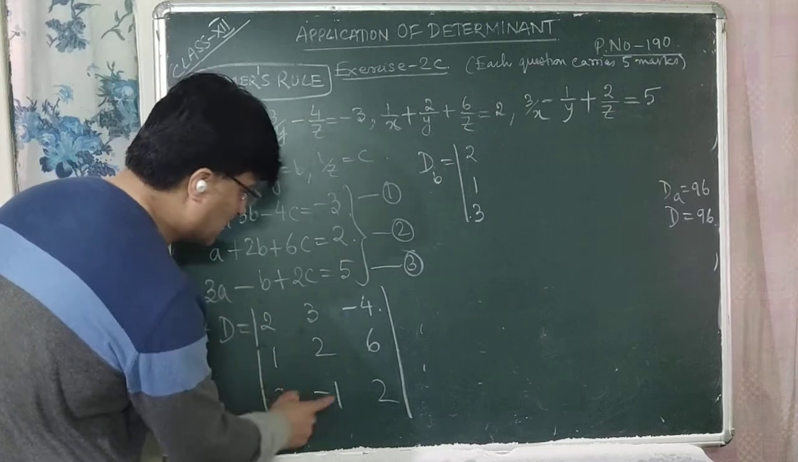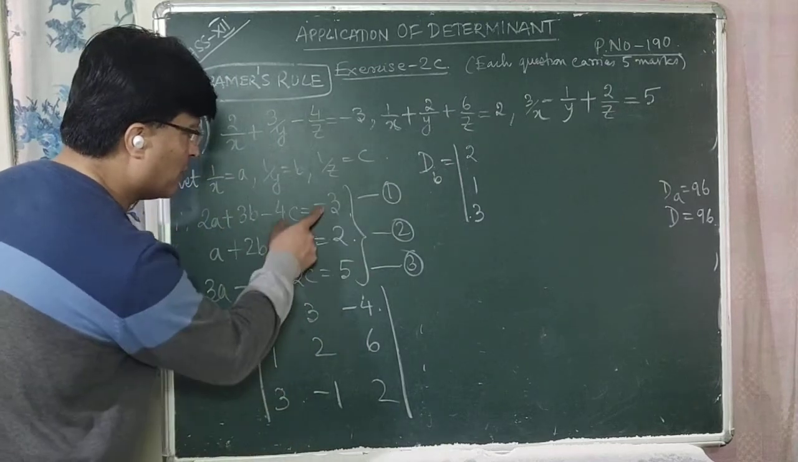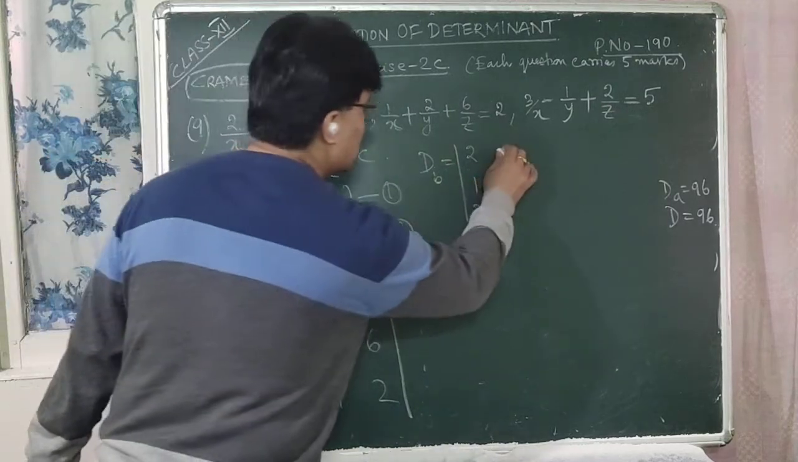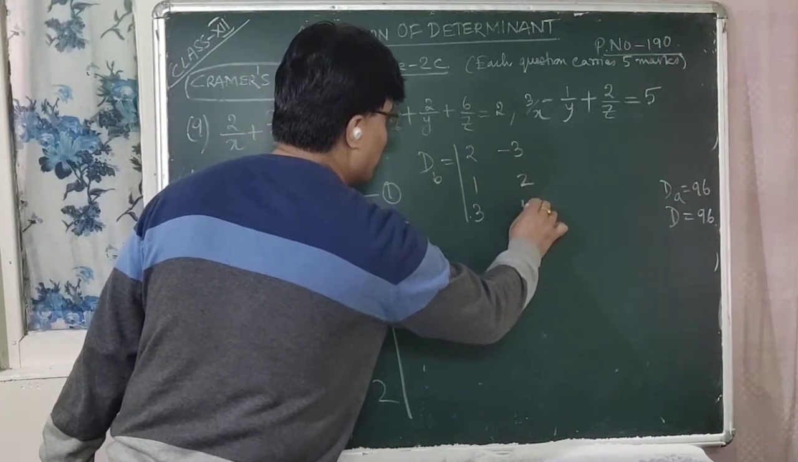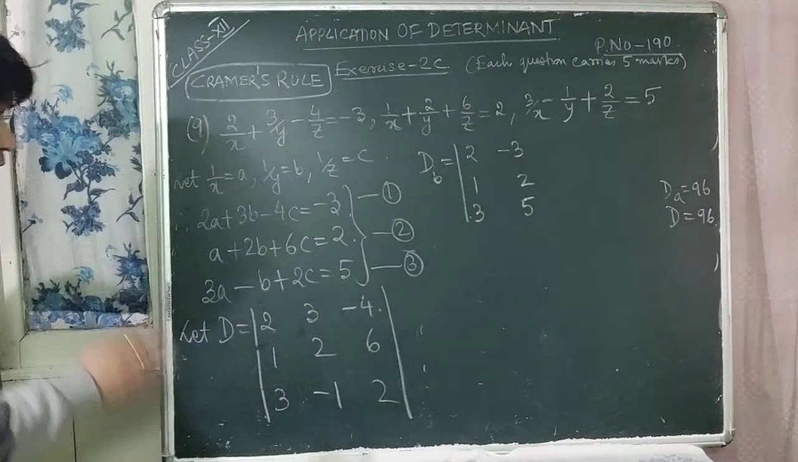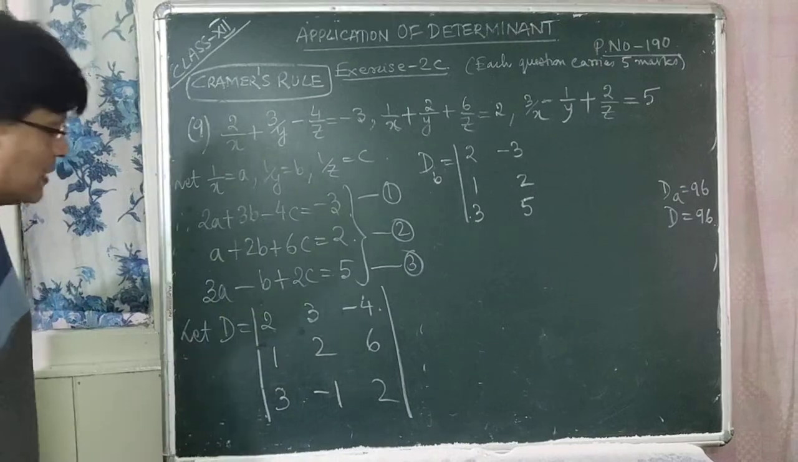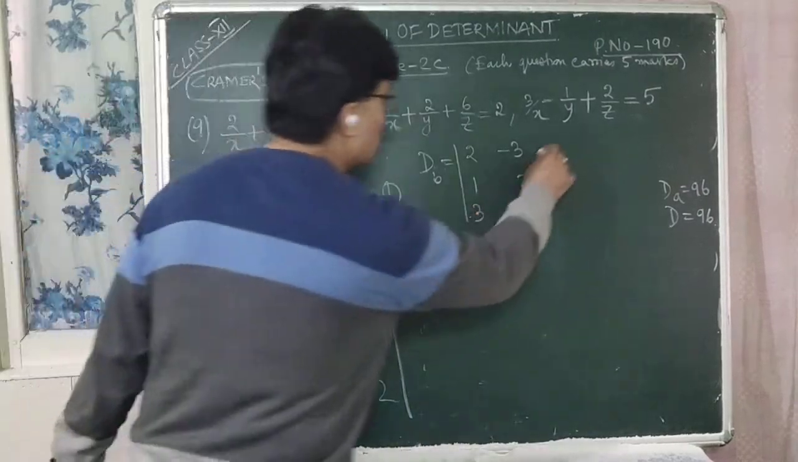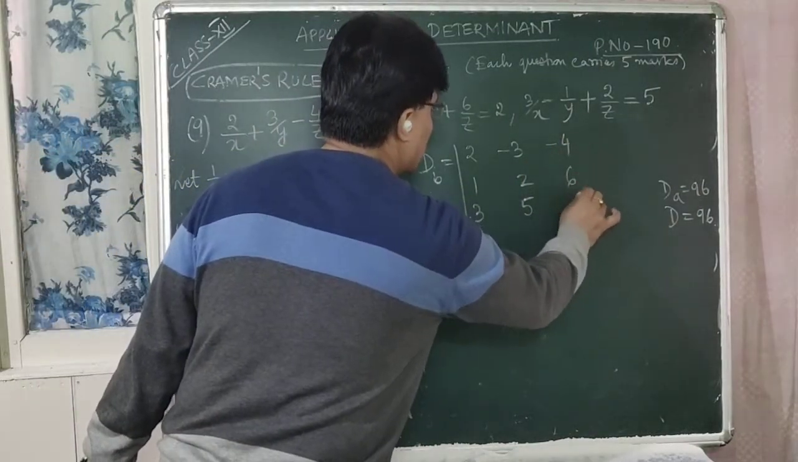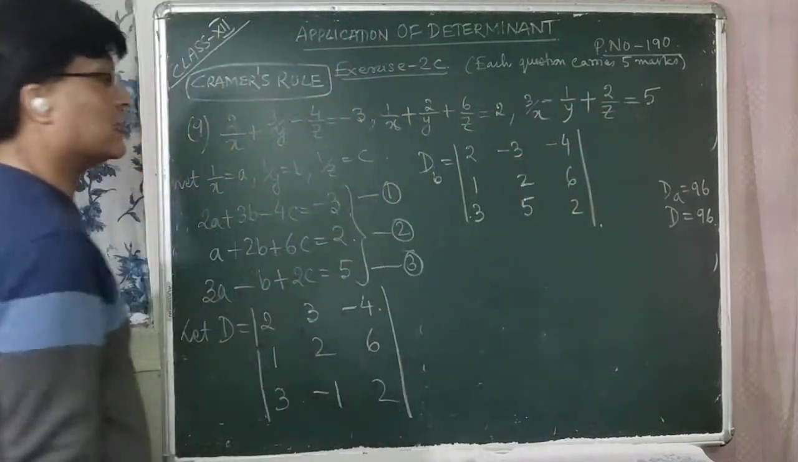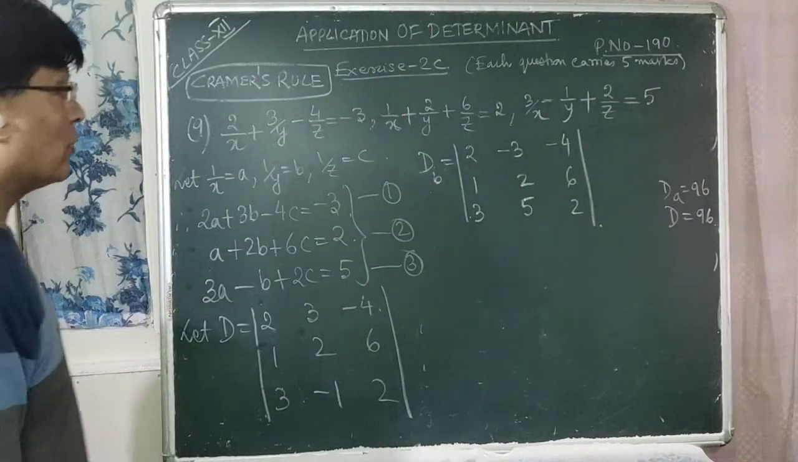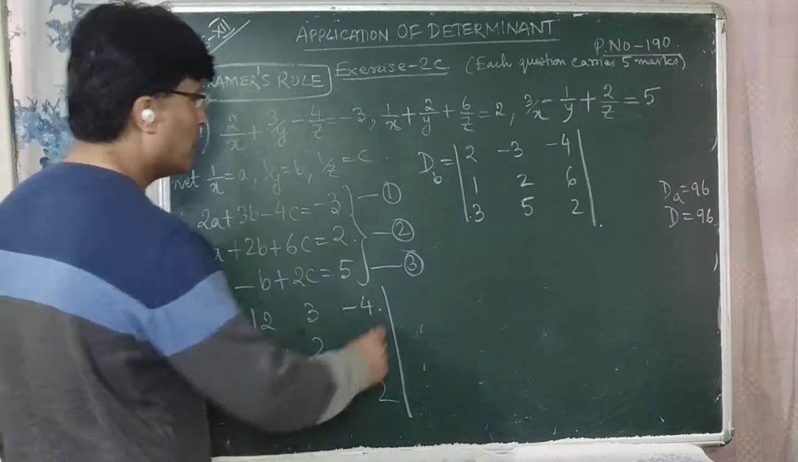Now this column, these are the coefficients of B, should be replaced by minus 3, 2, 5. This is minus 3, 2, 5. And the third column also remains the same. That is minus 4, 6, 2. Is that clear now? Now again, let us expand it.